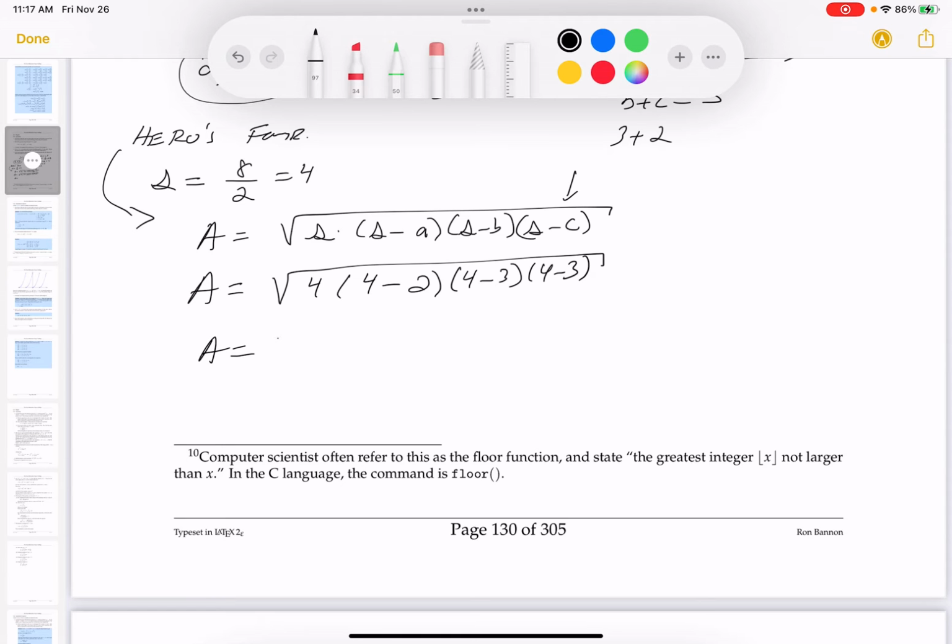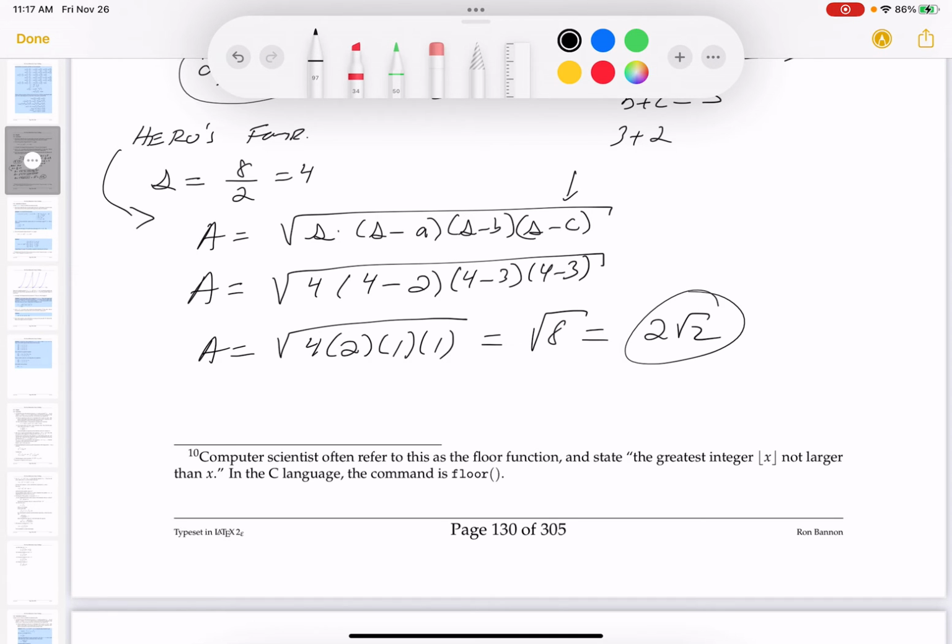A equals 4. 4 minus 2 is 2. 4 minus 3 is 1, and 4 minus 3 is 1. So what do you get? Root 8. And what's root 8? 2 root 2's.